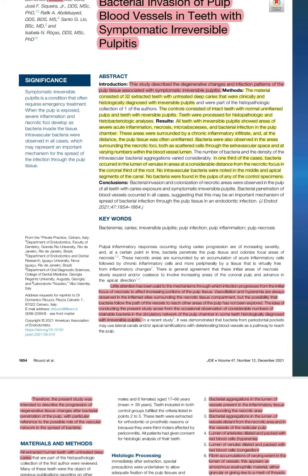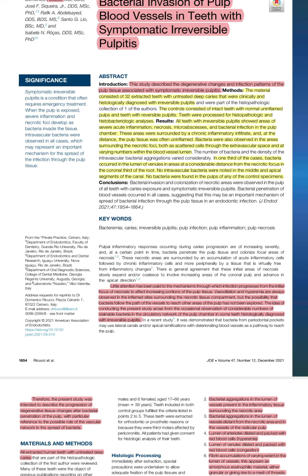The results: all teeth with irreversible pulpitis showed areas of severe acute inflammation, necrosis, microabscesses, and bacterial infection in the pulp chamber. These areas were surrounded by a chronic inflammatory infiltrate, and at a distance, the pulp tissue was often uninflamed. Bacteria were also observed in the areas surrounding the necrotic foci, both as scattered cells through the extravascular space and at varying numbers within the blood vessel lumen.